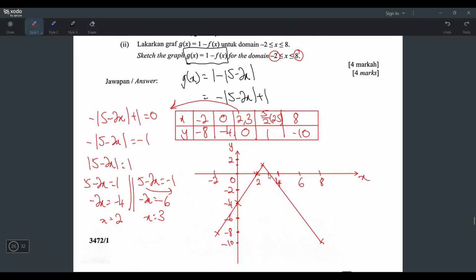Okay, so this is 3, right? And then this is the 2.5. Can already. Sudah siap. Okay, I think it's better I write the 502 here. But the rest no need to write. Like here, no need to write. The reason why I write here is because there's some points here, right?